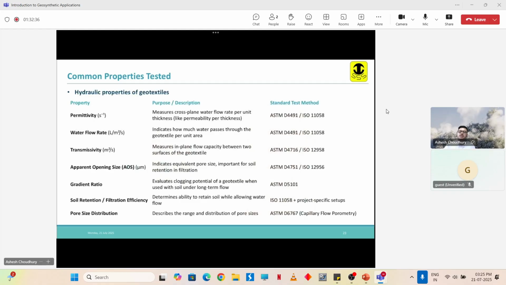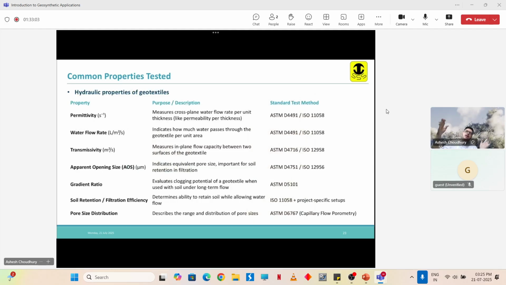The gradient ratio test helps us establish whether there is compatibility between a soil and a particular geotextile, and whether that geotextile can be used long term for that particular soil, to retain it as a filter. So it evaluates the clogging potential.